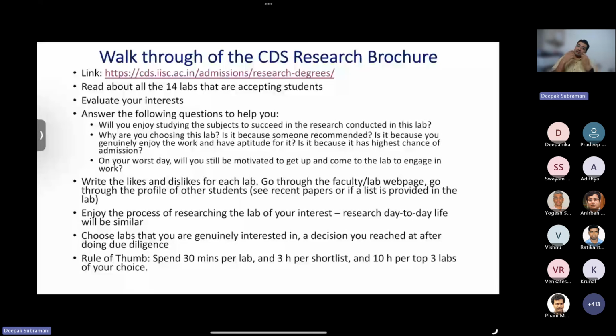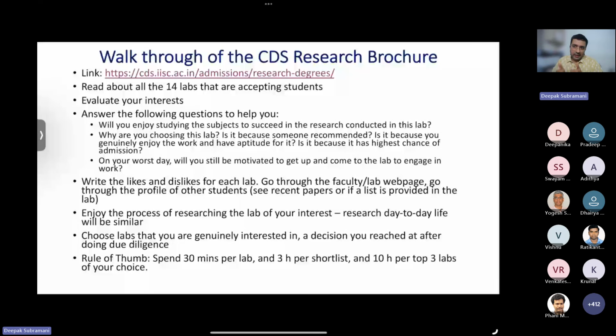Then you spend another 3 hours looking through the papers, looking through the faculty's website, right? And then writing down all the things that you like, things that you dislike, or things that you don't yet understand, right? Go through that and then maybe select three from that. And then spend about 10 hours on each of those 3 labs, right? Look through their recent papers, publications, and then decide, okay, this is the order of labs that I want to be in.